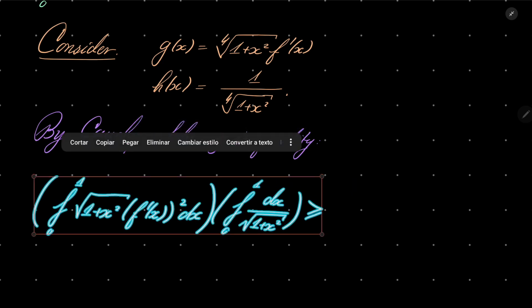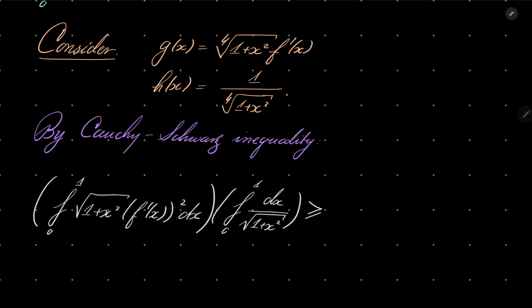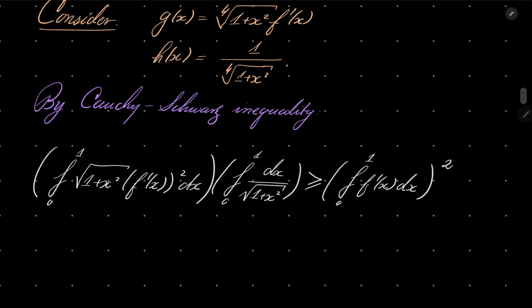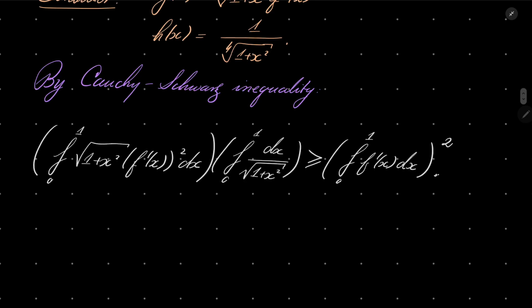They are greater than or equal, what exactly? The square of the integral of the product of these two functions. And if you take a look, the product of g and h is just f prime of x dx squared. Okay, now what do we get?